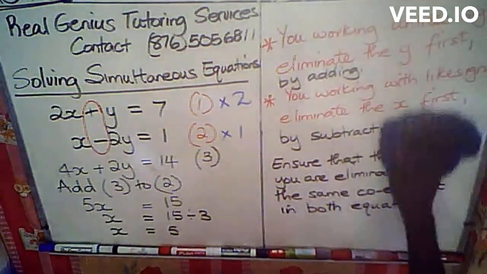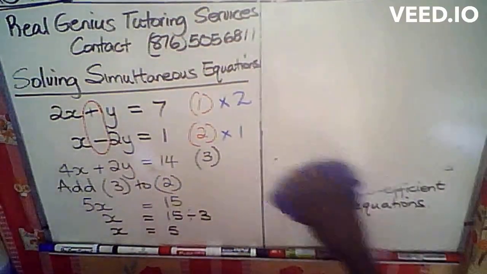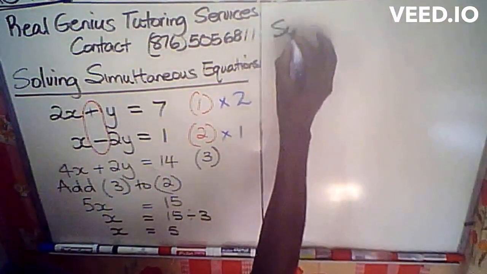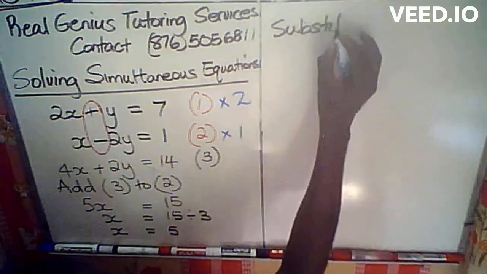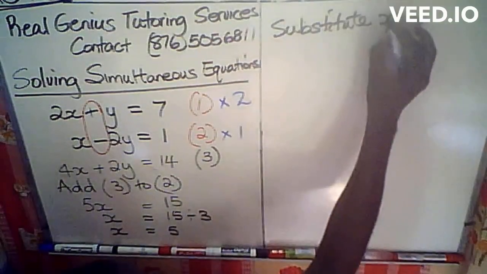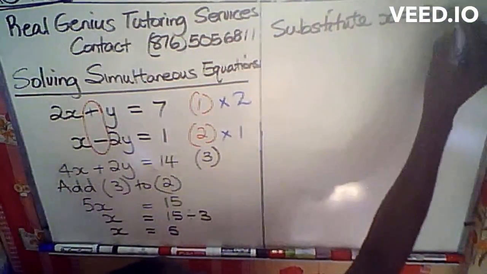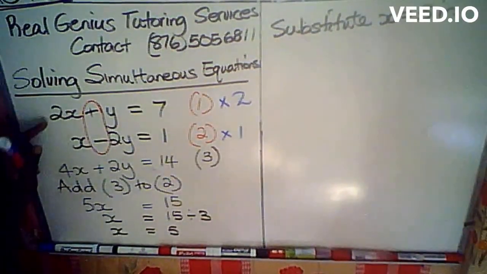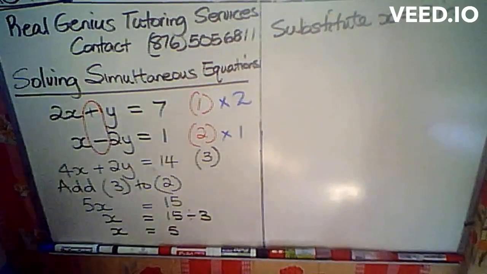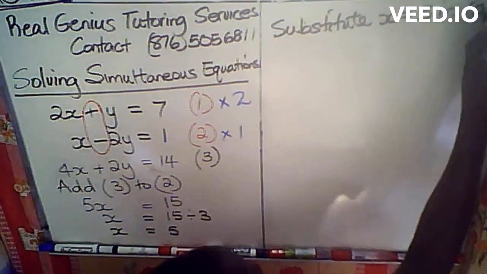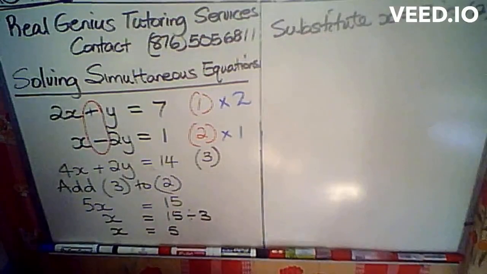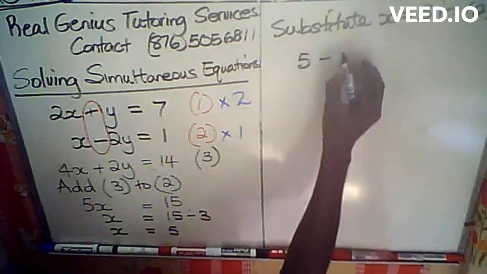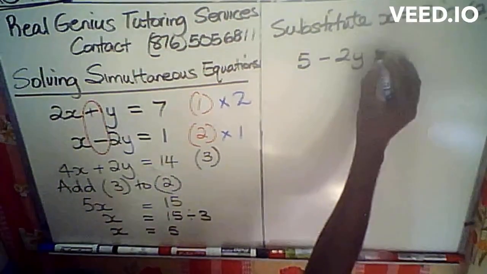The next step is to substitute. So substitute x equals 5 in any of the given equations, either equation 1 or equation 2. And I'm going to be using equation 2. And so when I use equation 2, x equals 5, so we have here 5 minus 2y is equal to 1.